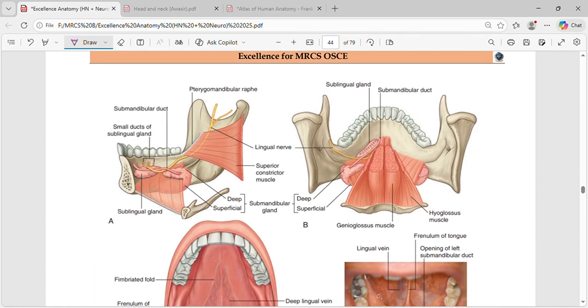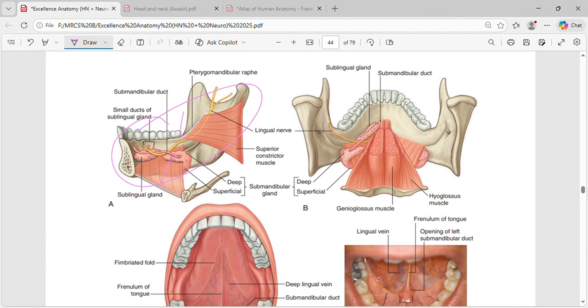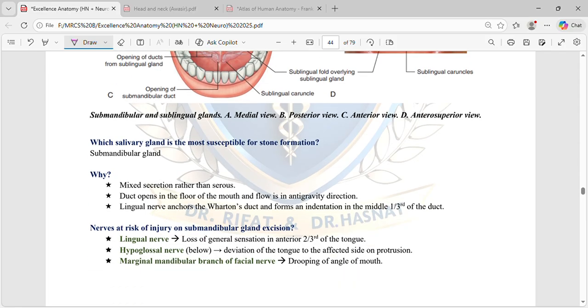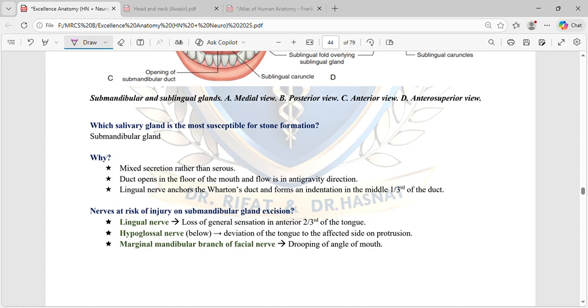So here is this relation. This is the lingual nerve and this is the duct, going medially and then above and then below it. Which salivary gland is the most susceptible to stone formation? Submandibular gland. Why? Because its secretions are mixed rather than serous, the duct opens into the floor of the mouth, and its flow is in an anti-gravity fashion.